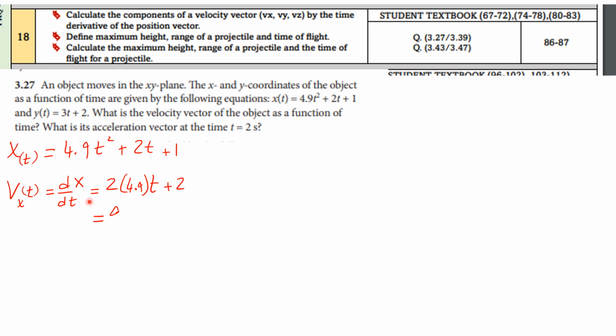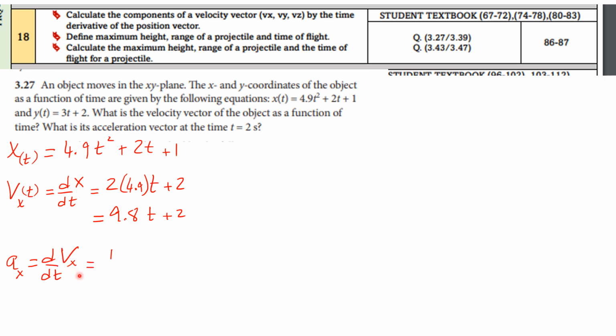To calculate the velocity, of course, we have to derivate. How to derivate? Again, we multiply the power by the coefficient. So in this case, 4.9 multiplied by 2, t, plus, here we get rid of the t, so we remain with 2. And the derivative of 1 is 0, so no need to write it. And then the velocity function of time on the x-axis is 9.8t plus 2.